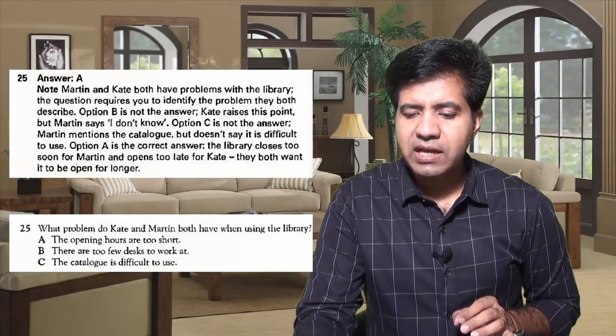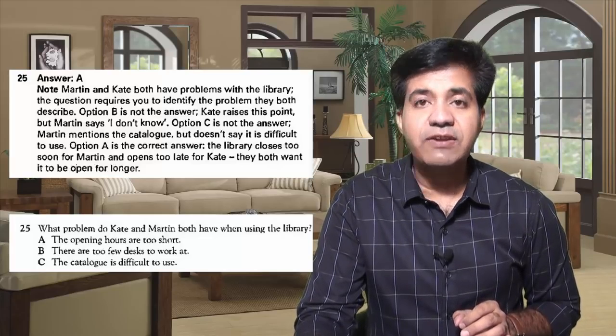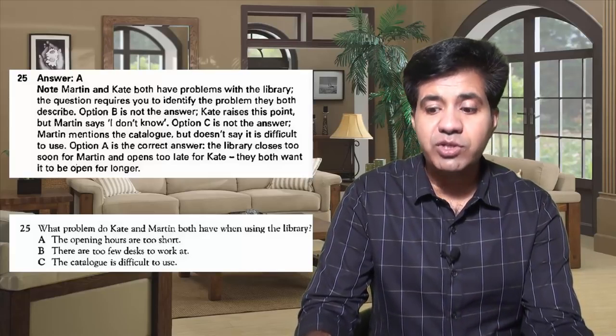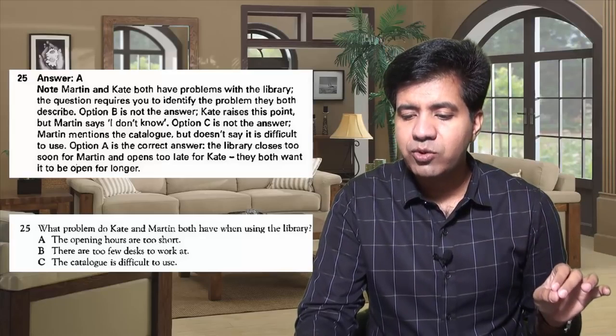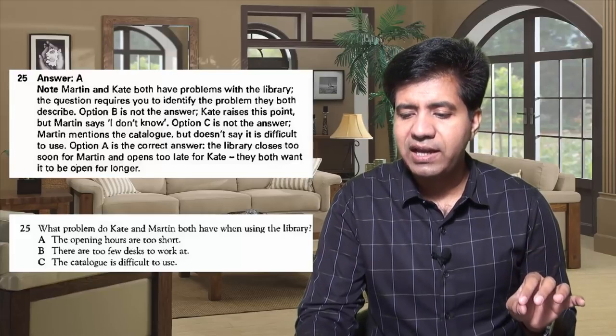Option C is not the answer. Martin mentions the catalog but doesn't say it is difficult to use, because option C is the catalog is difficult to use. So he talks about the catalog but he doesn't say it is difficult to use, right? So that's why it's not the answer. Option A is the correct answer.